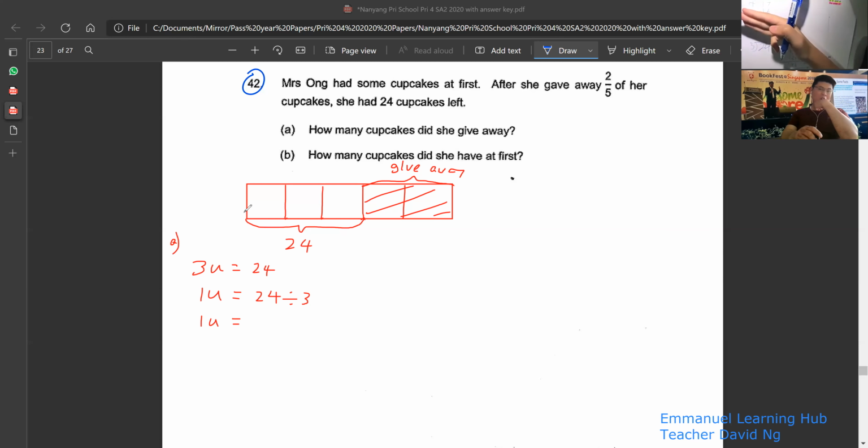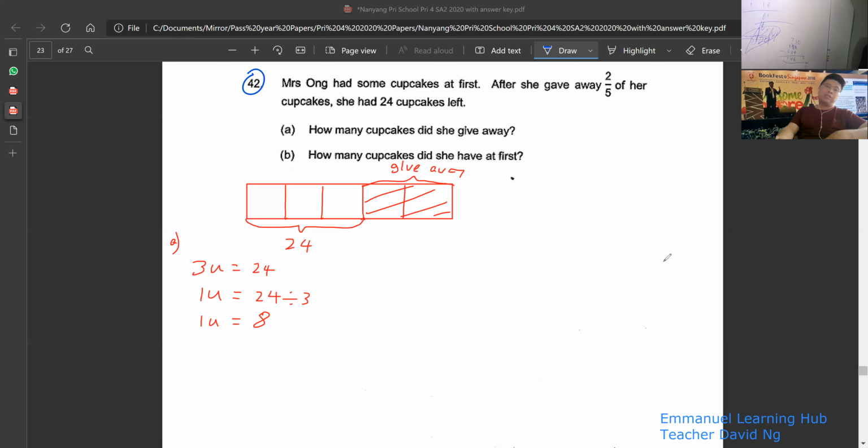24 divided by 3 is how many? Oh, you still can't tell me. 8. You know you are Primary 5, you are expected to tell me 8 in 3 seconds. Your multiplication timetable is very bad. Then how are you going to be fast during exam? So 1 unit is 8.